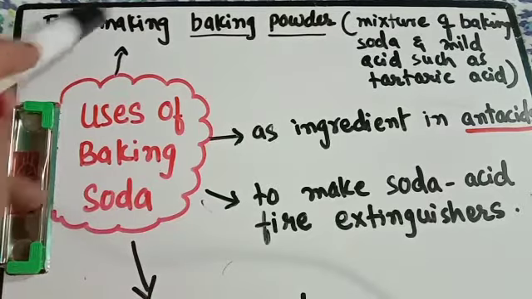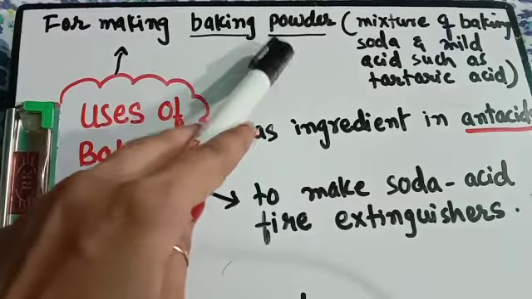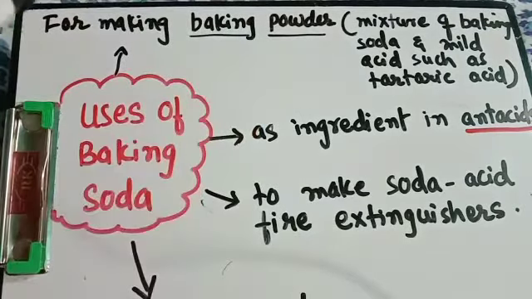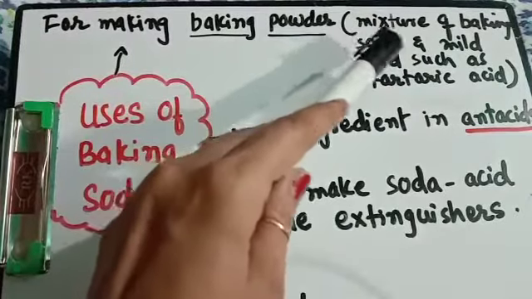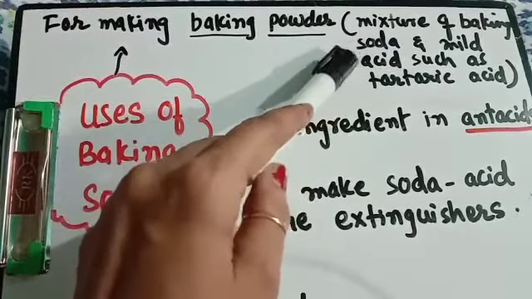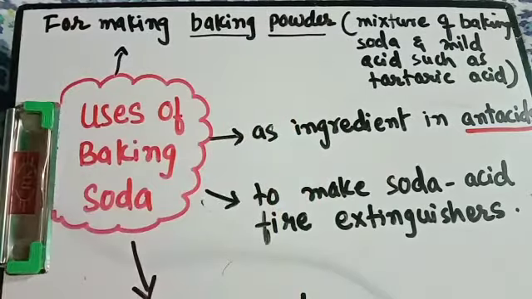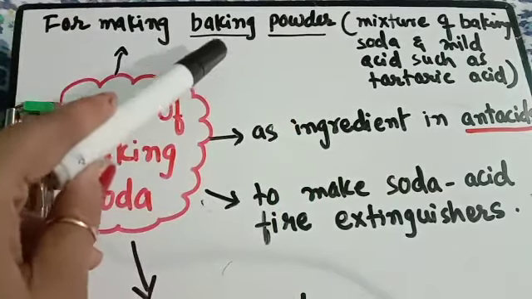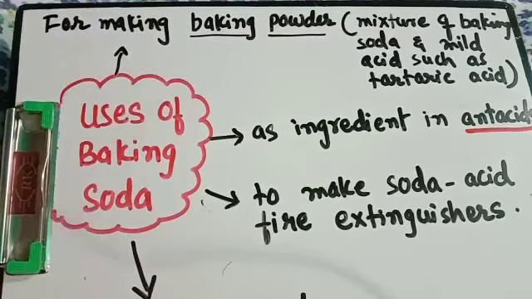The first one, for making baking powder. Baking soda and baking powder are different. Baking powder is a mixture of baking soda and a mild acid such as tartaric acid. We use this in our kitchen, and when it is heated or reacted, carbon dioxide gas is produced, and that reaction is given in your textbook.